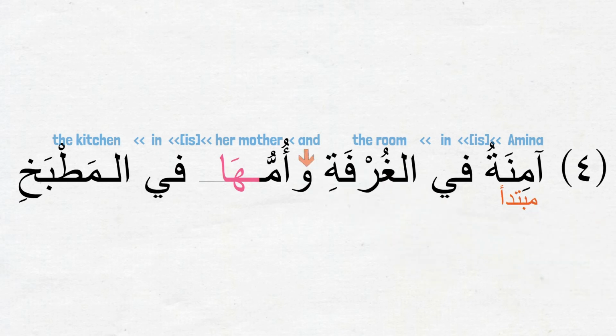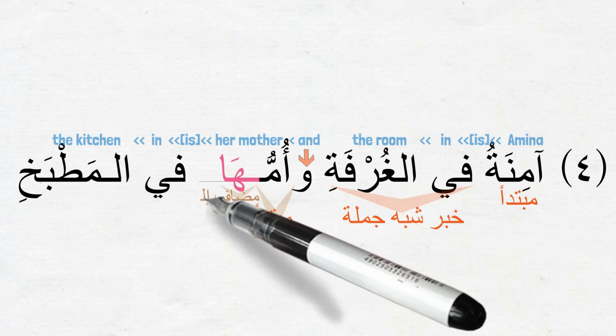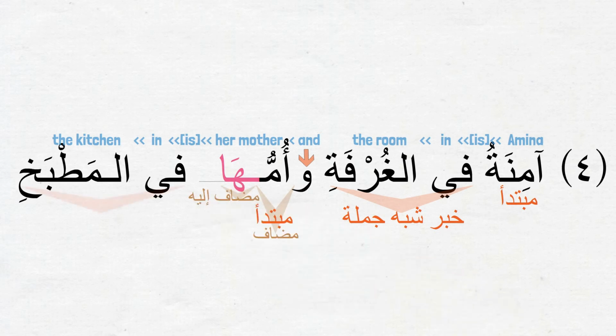آمنة is the مبتدا. في الغرفة is the شبه جملة type خبر. And the اسم أم is the مبتدا وهو مضاف. And the ضمير متصل ها is the مضاف إليه مجرور اسم. في المطبخ is the خبر شبه جملة.